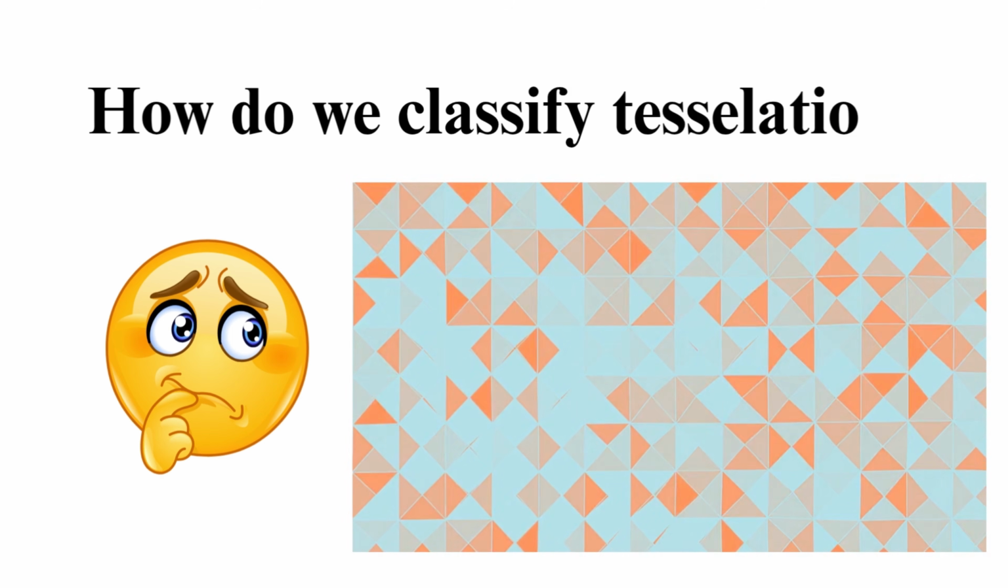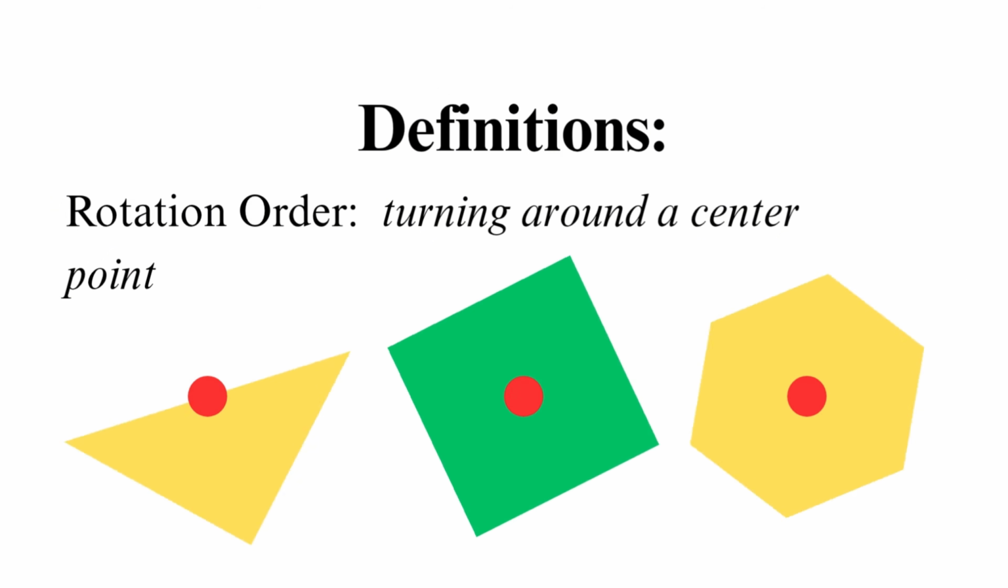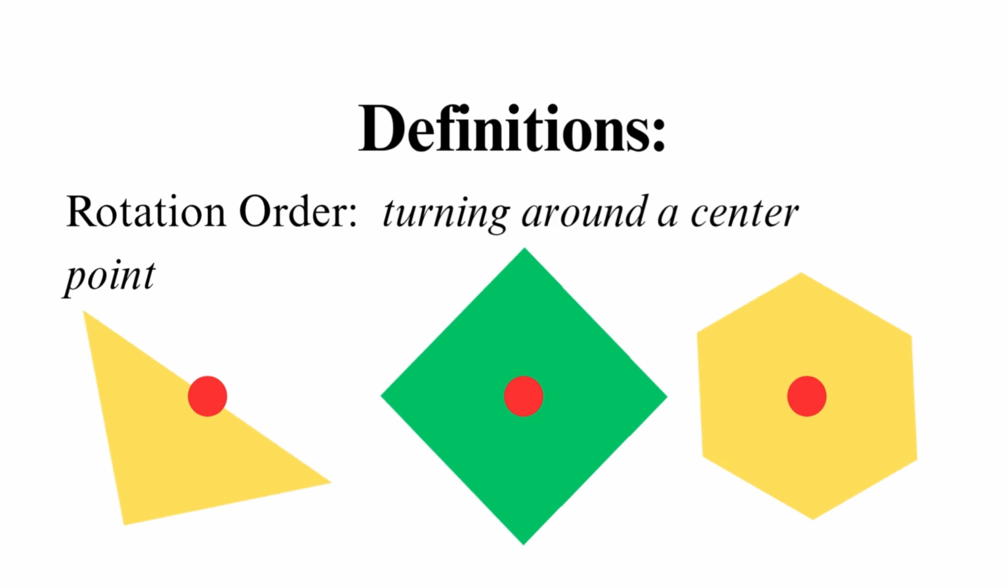And now, for the most exciting part of the video. How exactly do we classify all 17 of these tessellations? Before we get into it, a few quick definitions. To start off with, we have to find the largest rotation order. What is the rotation order, you may ask? It depends on how far we can rotate a certain pattern around a center point without disrupting the overall symmetry of the group. Take a look at triangles, squares, and hexagons.